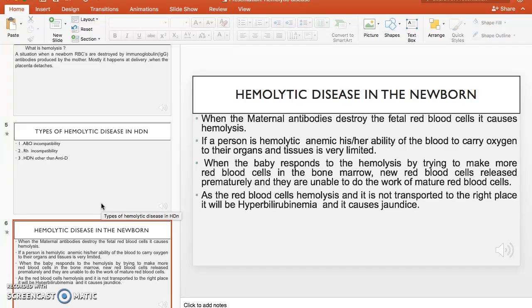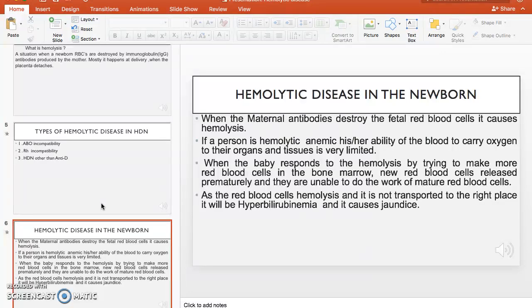Hemolytic disease in the newborn occurs when the maternal antibodies destroy the fetal red blood cells, causing hemolysis. If a person is hemolytic, the ability of the blood to carry oxygen to their organs and tissue is very limited. It is very restricted.